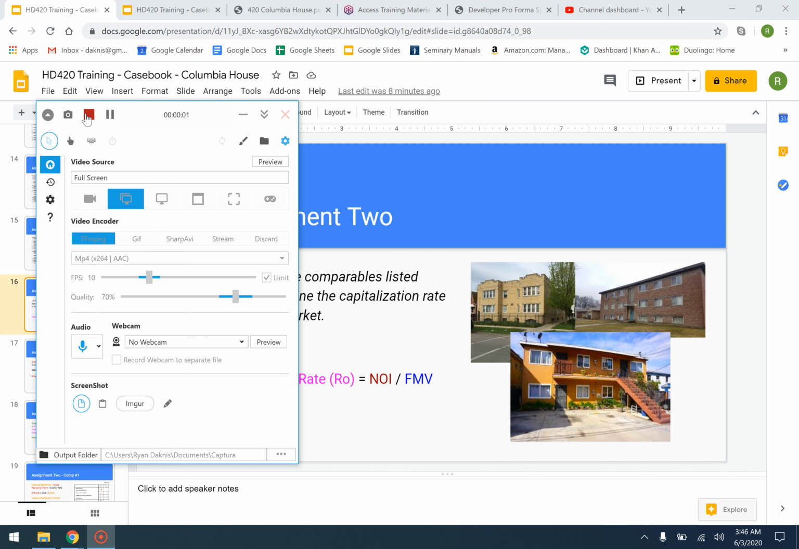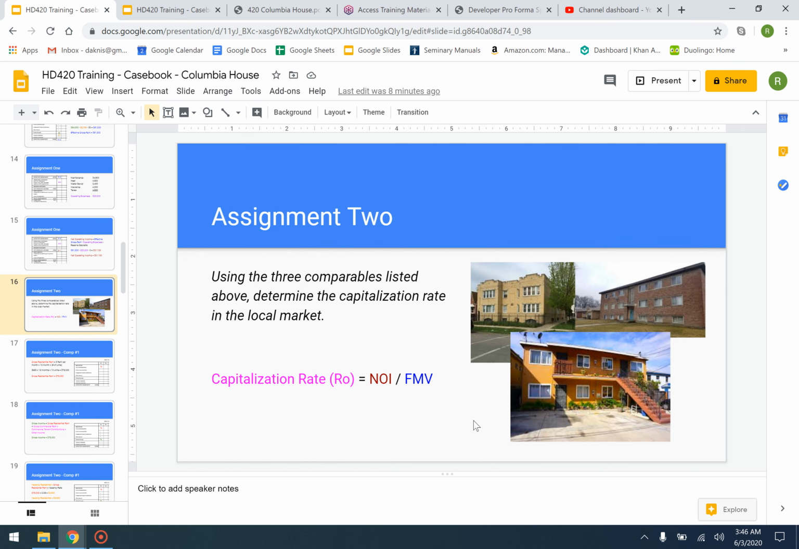What I'm going to be doing in this video is going over the Columbia House problem set with assignment number 2. I encourage you to pause this video and take a crack at it on your own before we do it. But here we go. Assignment 2 says, using the three comparables listed above, determine the capitalization rate in the local market. All right. So go ahead and pause this video and take a chance.